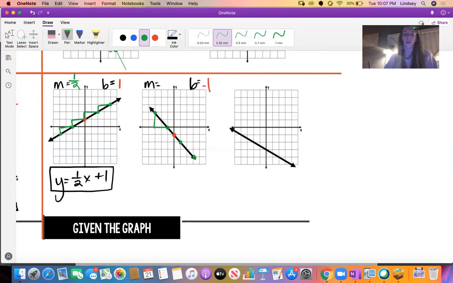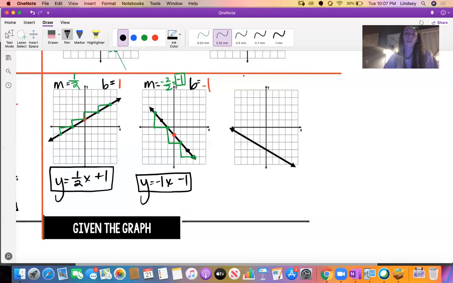All right, so this time it's going down 2 over 2, down 2 over 2, down 2 over 2. Or you could just say, if it's down 2 over 2, that's negative 2 over 2, which would just be negative 1, because that can simplify. It looks like those are actually going through all of these little points everywhere. So that would be y equals negative 1x minus 1.